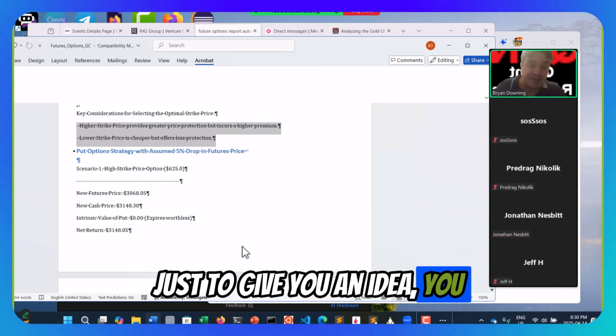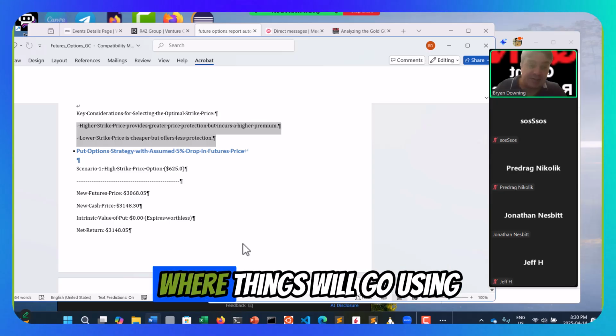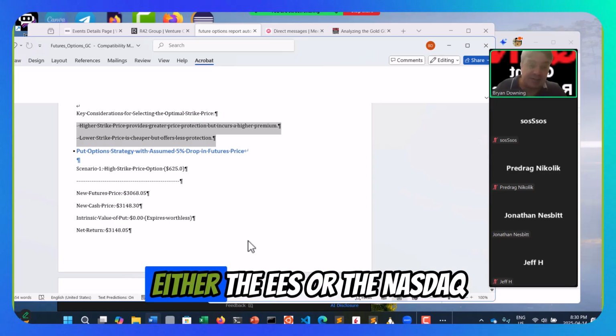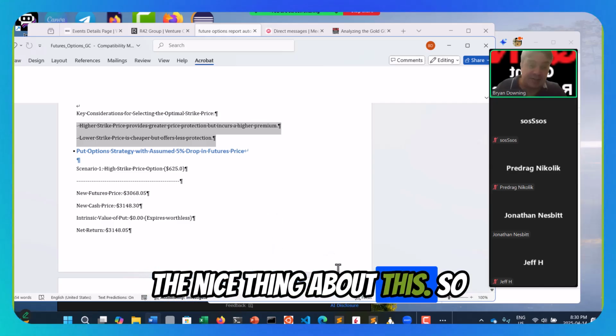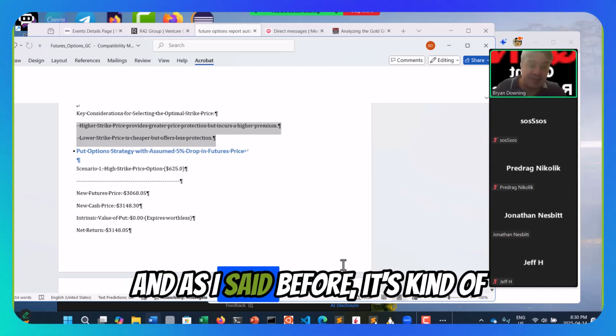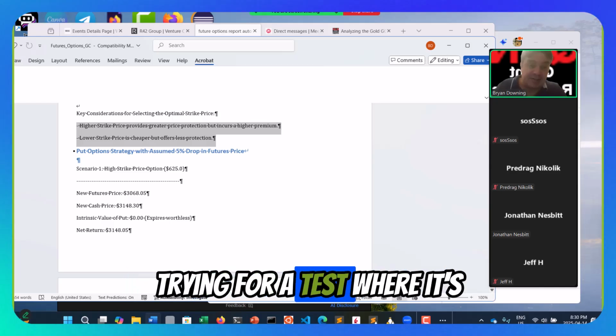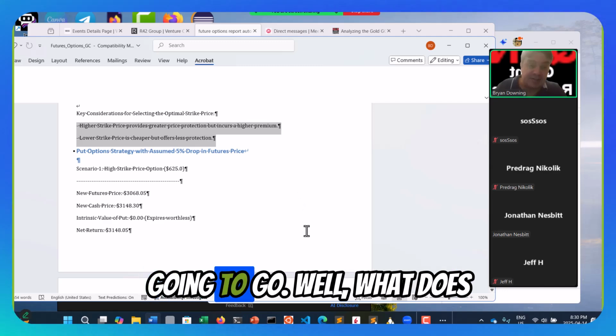But just to give you an idea, you can use the implied volatility on where things will go using either the ES or the NASDAQ futures and options as well. That's the nice thing about this. So right here, we're using ARIMA. And as I said before, it's trying to forecast where it's going to go.